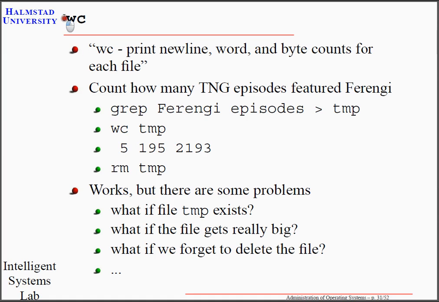Another command is WC, which stands for word count, and it allows you to count words, lines, and characters within a particular file or input. So you can combine grep and word count, for example, to figure out in how many TNG episodes Ferengi appeared. And one way of doing it is to search for all the episodes, put it in some kind of temporary file, and then count number of lines within this temporary file. And then you have to remove the file as well.